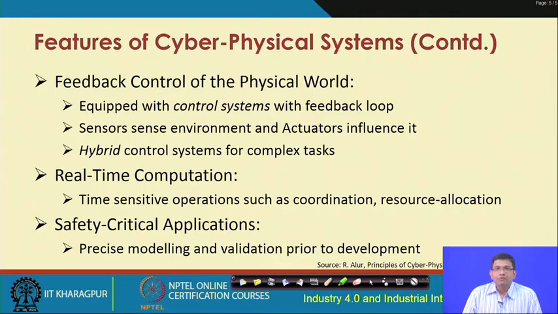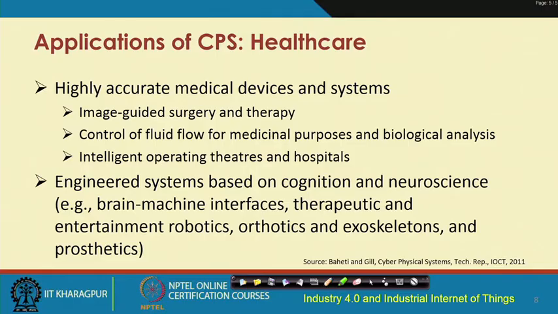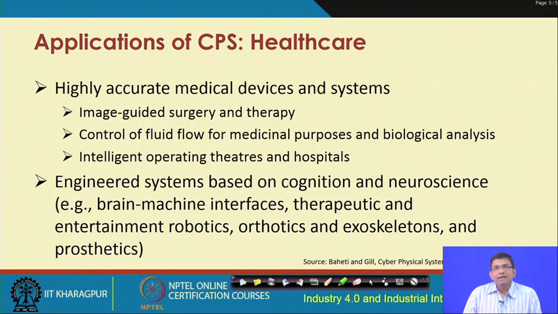Real time computation is quite well understood, and supporting safety critical applications is what is very attractive about cyber physical systems. There are different applications of cyber physical systems. Healthcare is a very important domain where they are widely used. In healthcare, as you know, what is very important is to have medical devices and systems which will measure things at a very high level of accuracy. Some physiological parameter of a patient, for example, has to be measured very accurately by different medical devices and systems. So, if you think a little deeper, you will realize that cyber physical systems will be very attractive for use in healthcare.